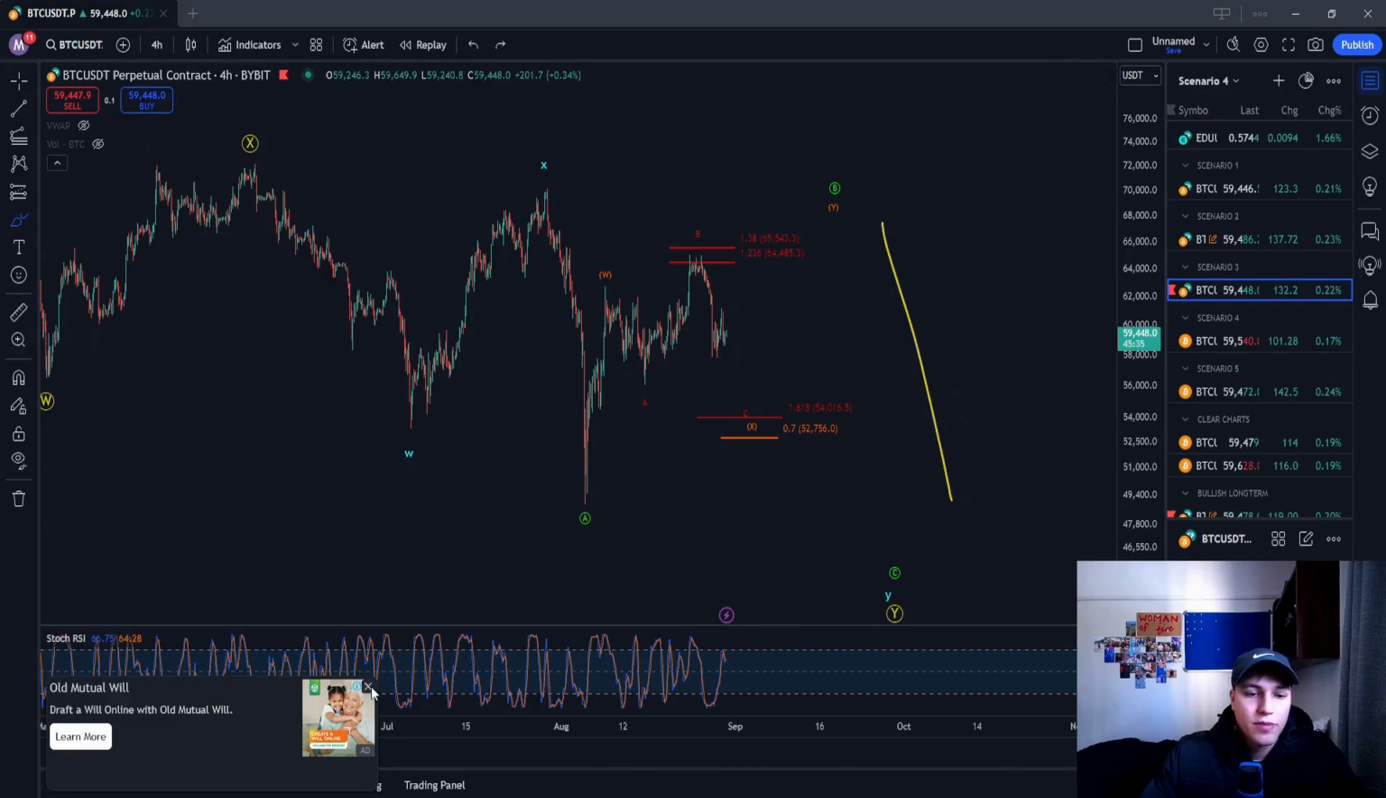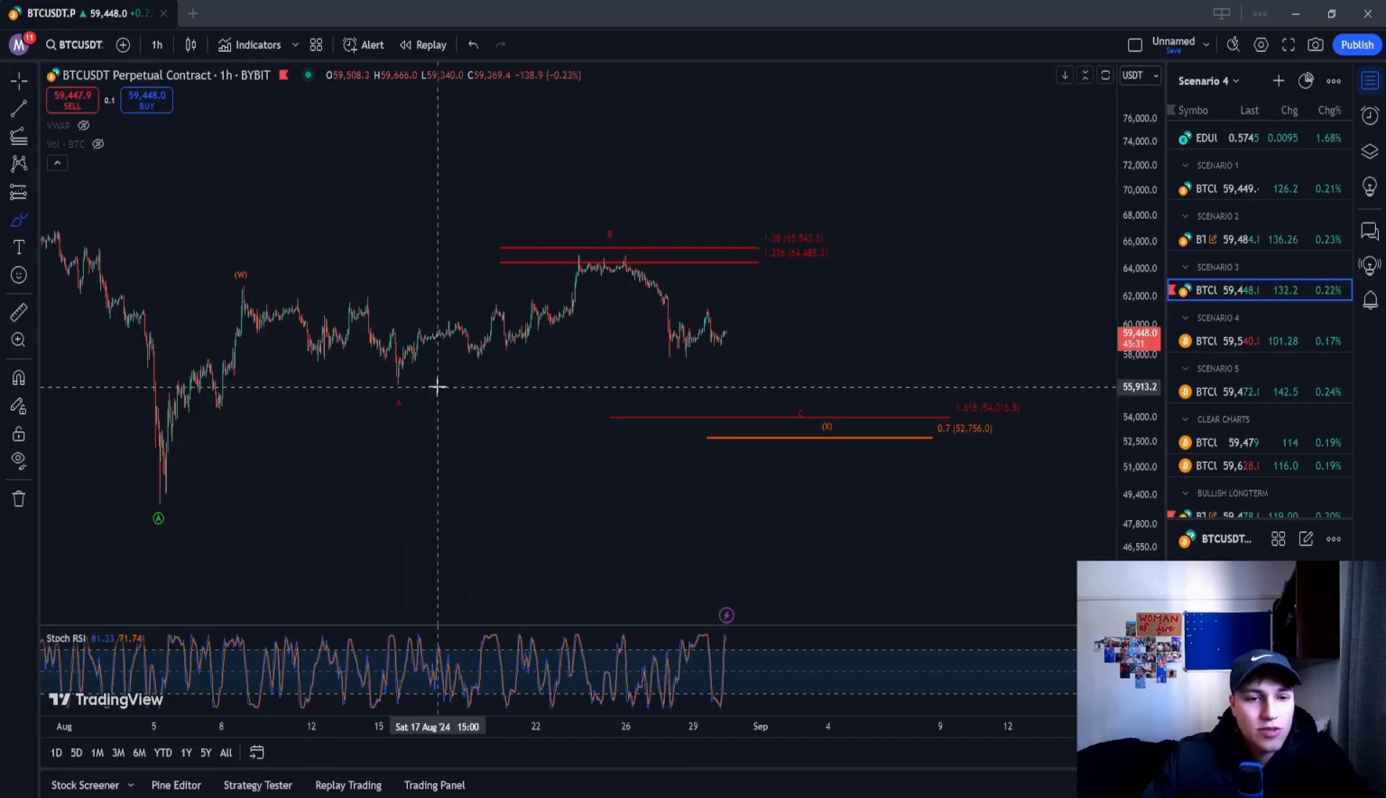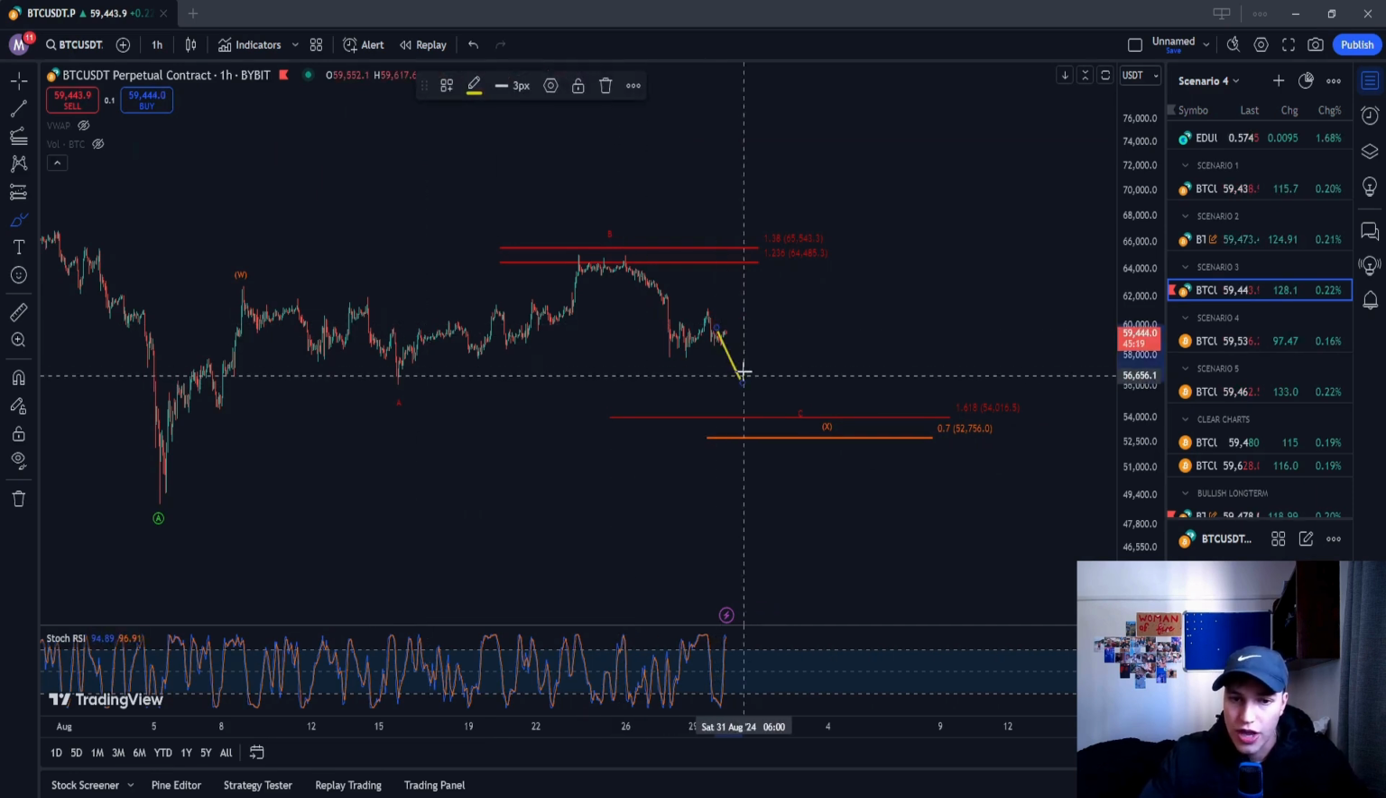But if we do zoom in to this hourly time frame, X needs to, at this point, take the low of A at minimum. So we are still targeting on this time frame or this scenario to move past $56,000 to the downside.